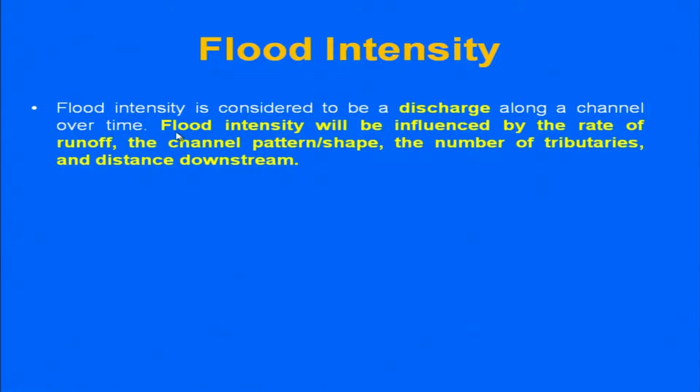Flood intensity is considered to be the drainage discharge along a channel. Whenever there is an overbank flow, where the discharge is higher than the capacity of the channel to carry the excess water away, there will be an overflow, and that overbank flow clearly indicates that the channel is in a flooding state. So flood intensity is considered to be discharge along the channel over time.